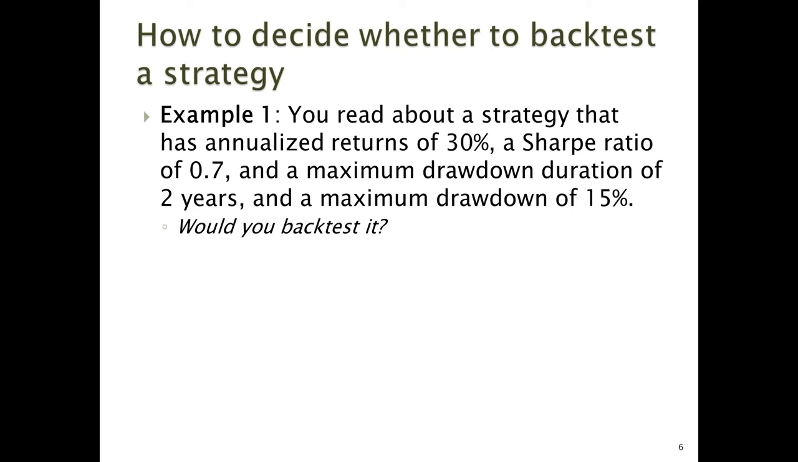So let's look at one example. Let's say we have a strategy that has an annualized return of 30% and a Sharpe ratio of 0.7. Well, the annualized return sounds pretty good, and the Sharpe ratio is not too shabby either. But it has a maximum drawdown duration of 2 years and a maximum drawdown of 15%. Okay, so would you backtest it?